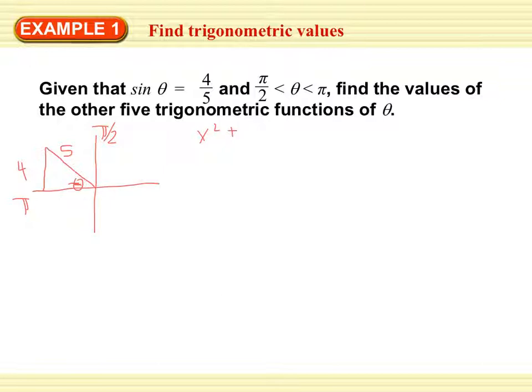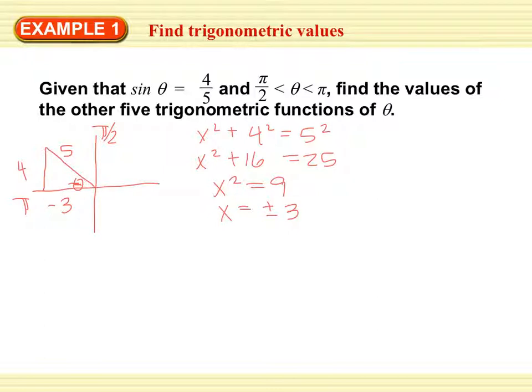x squared plus 4 squared equals 5 squared. x squared plus 16 equals 25. Subtract 16 from both sides. x equals 3. Sorry, positive or negative 3. In this case, it's negative 3 because of where we are on our unit circle.